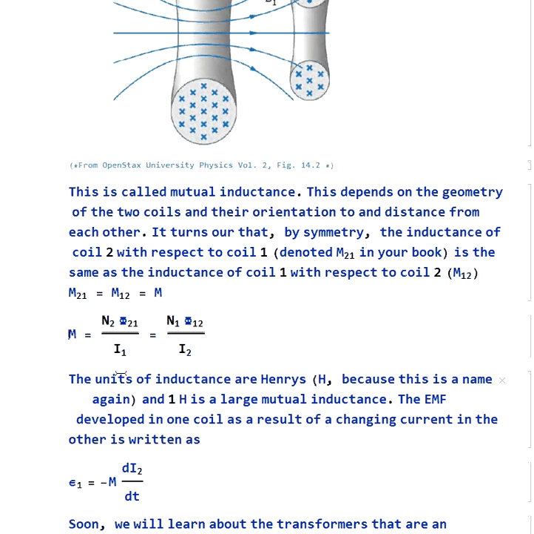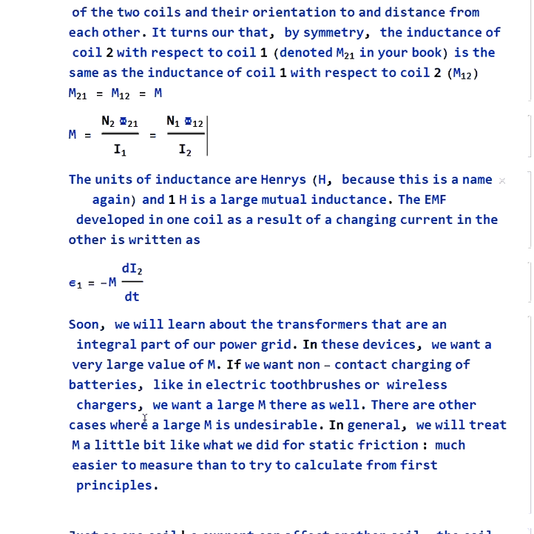Now, the units of inductance are henries. Again, this is a name, so it's a capital H. 1 henry is a pretty large inductance. The thing that's a little bit more interesting to us than this formula is the EMF developed in one coil as a result of a changing current in the other coil. It looks like this: EMF in one is negative M di2/dt.